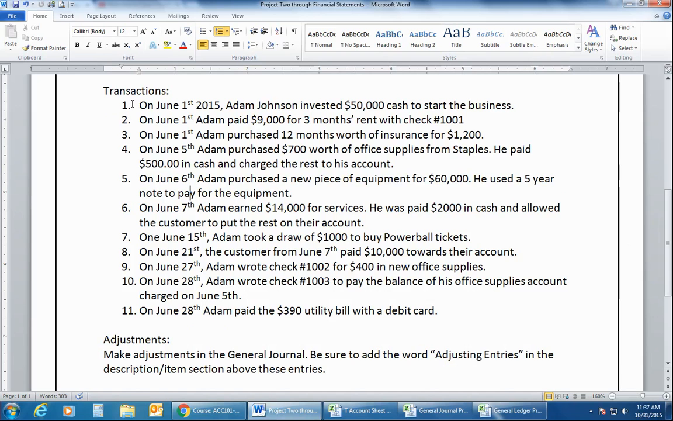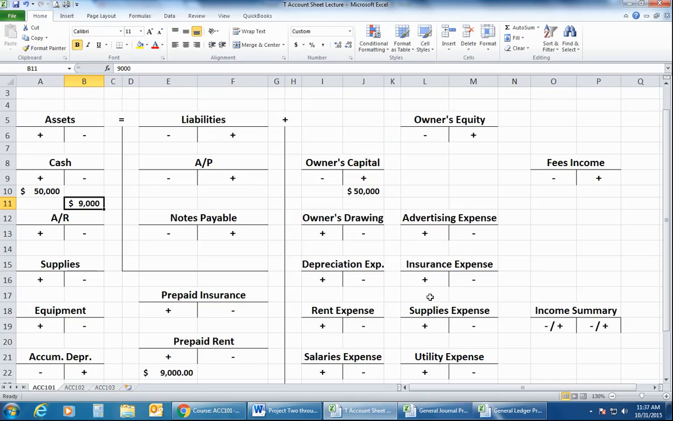I have here a basic transaction that is similar to what we've been following in our examples. On June 1st, Adam Johnson invested $50,000 to start the business. In this case, Adam is taking $50,000 out of his personal checking account and putting it into a business checking account. In order for us to understand this more clearly, we're going to first increase the balance of our cash account. This is done with a T account on the left-hand side, which is a debit entry. That is going to be the first thing that we record in the journal, because that's the debit side.